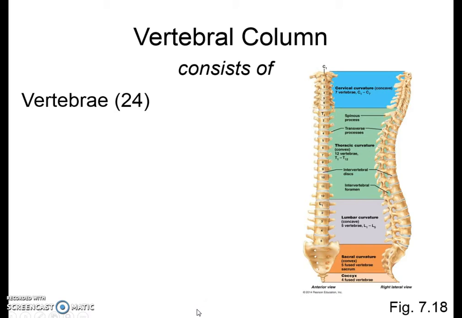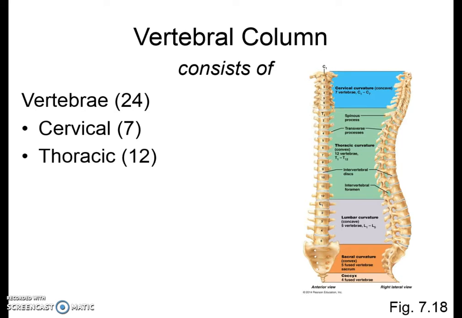So the 24 vertebrae can be organized into 3 main sections. First is the cervical section. So here you'll have 7 cervical vertebrae. Next is the thoracic section. So you'll have 12 thoracic vertebrae. And the last is the lumbar. You'll have 5 lumbar vertebrae. That's what these numbers are in parentheses, is how many vertebrae you have in each section.